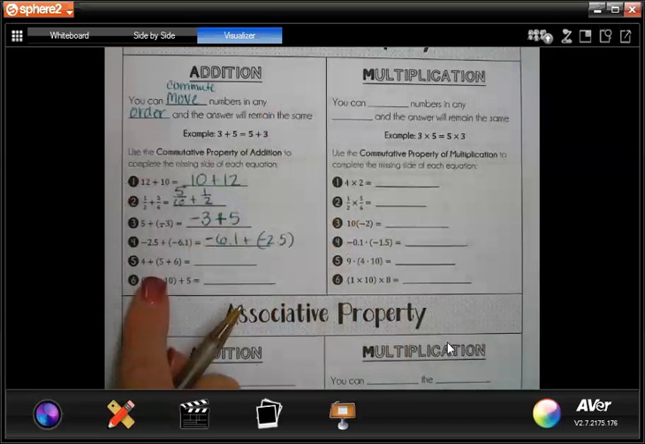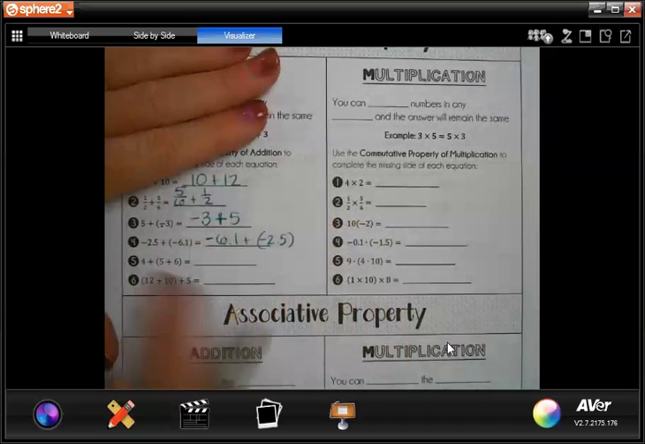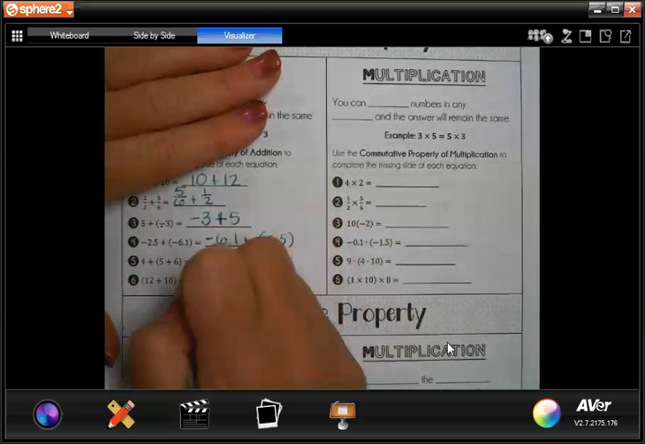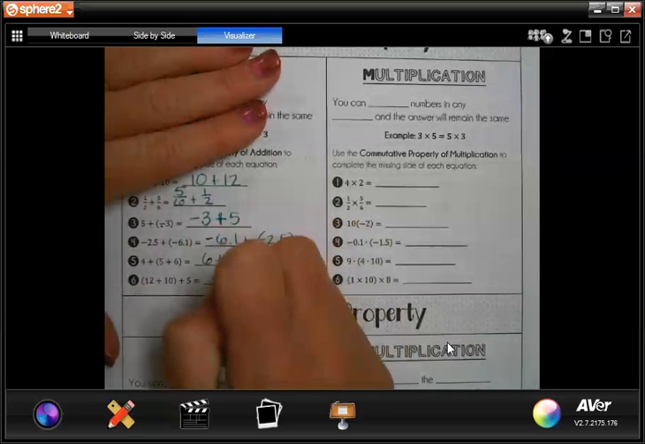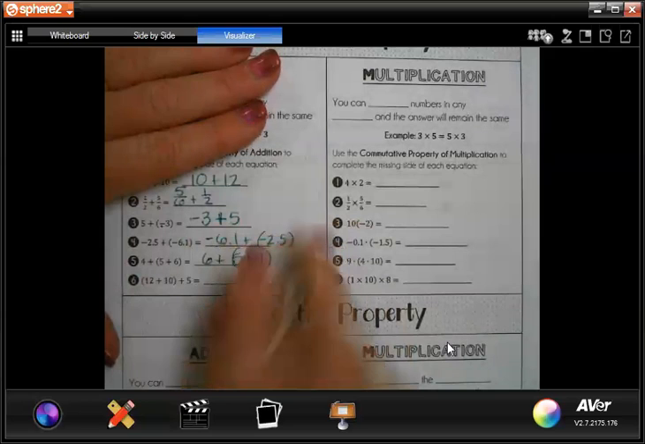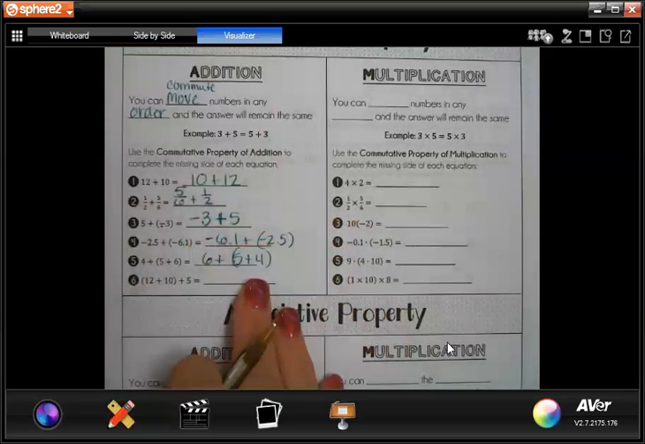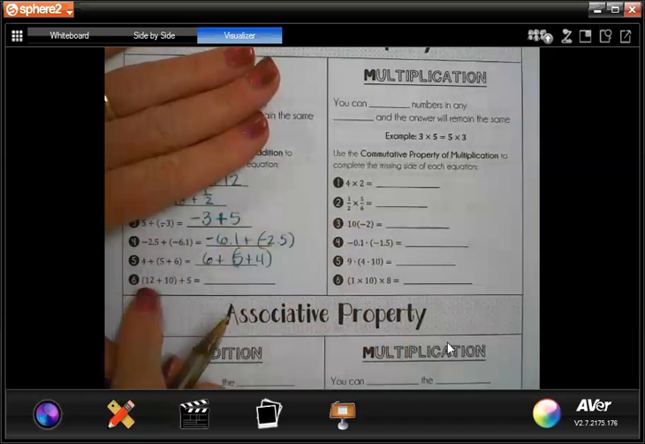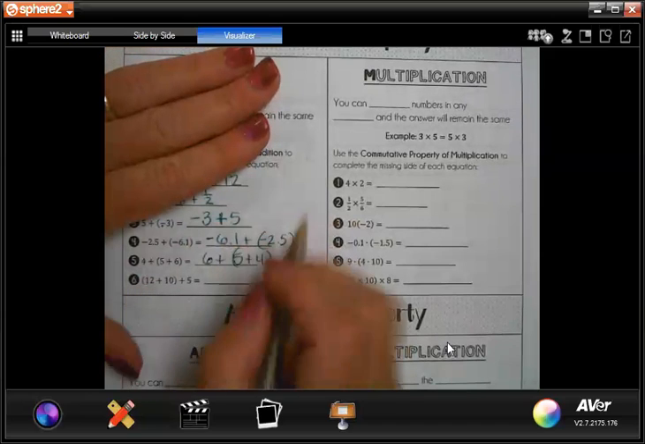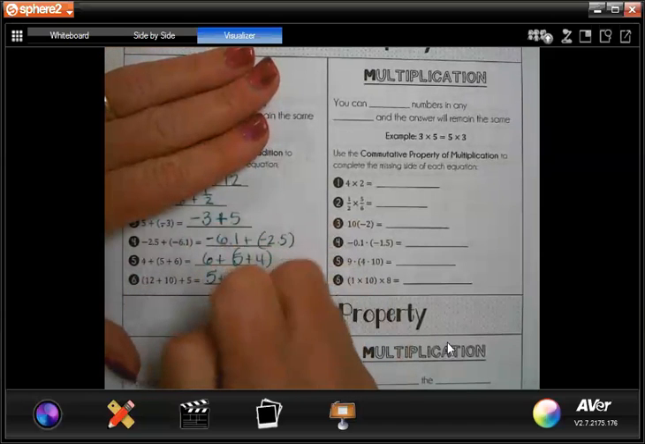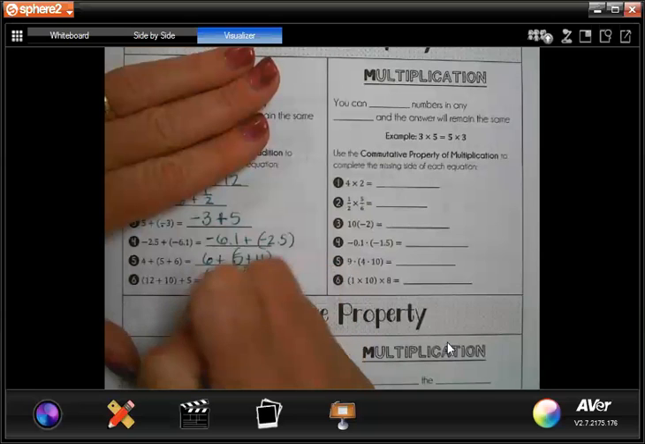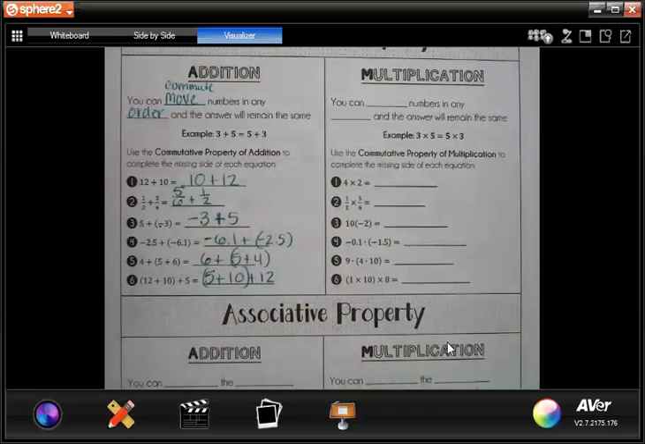Ooh, look at this one right here. So I could reorder these as 6 plus 5 plus 4. Okay, it's going to give me the same answer. This one, 12 plus 10 plus 5. Well, I could go 5 plus 10 plus 12, and group those. Okay, so those are examples of the commutative property of addition.